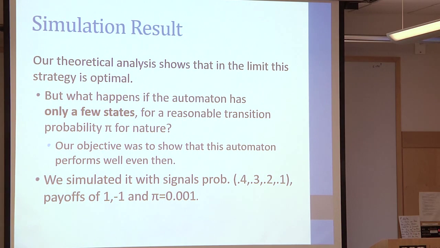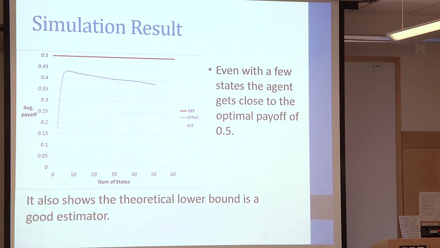So I'm going to show you the simulation result where I had 4 signals, and this is the probability when nature is good, and the exact opposite when nature is bad. And the payoffs are 1 and -1. Okay, so the best optimal is F. That's what I want to achieve. And nature doesn't change too often, once every 1,000 steps in expectation. Good. So the red line is the optimal, right? I told you you can't get more than F. This is the number of states that the automaton had.